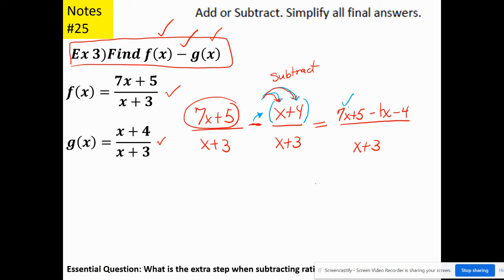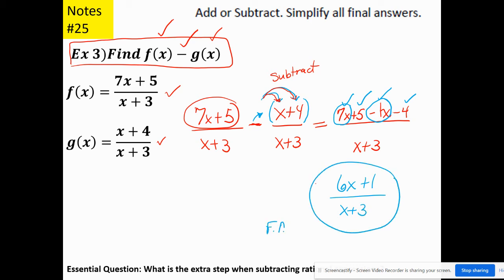So 7x minus 1x, that would be 6x. 5 minus 4 is 1, and we have a denominator of x plus 3, and that's our final answer. 7x minus 1x is 6x, 5 minus 4 is 1. Just don't forget, on subtract, you have to distribute the negative to both items, right? To both the x and the 4 that was in the blue parentheses.